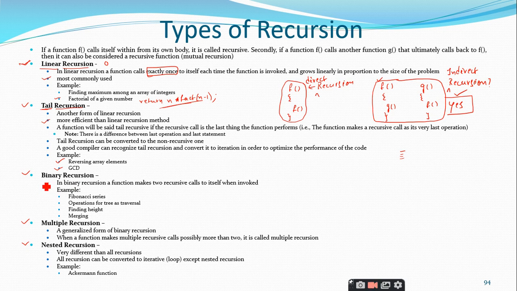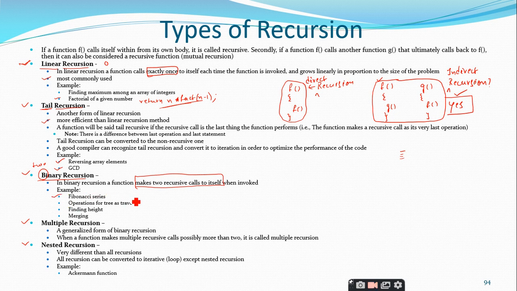And the third category of recursion is binary recursion. Here you can see binary, bi means 2. So a binary recursion is a function that makes two recursive calls to itself when invoked. So it makes two recursive calls to itself. Such type of recursion concept we call binary recursion.